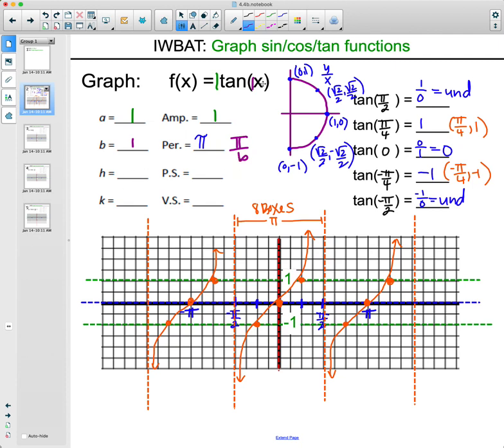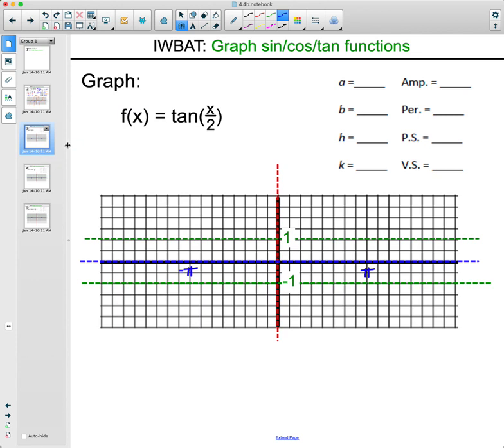Okay, your h is the number subtracted inside here. Your phase shift, there's nothing. So we started normal on the y-axis. Your k value is still the number added outside. There's nothing. So this vertical shift is 0, starts on the y-axis.